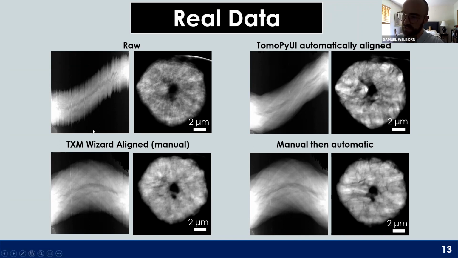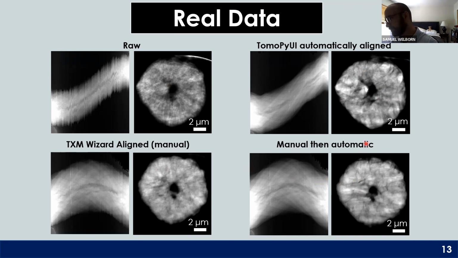What happens with the TXM Wizard is you're clicking on this particle and you're putting it arbitrarily in the center of the data set. This changes the shape of the sinogram significantly. But what you'll also notice is that the jitter is still there for one iteration of this manual alignment. You have to click through 180 images in order to manually align your data set. Now, after you do the automatic alignment from the raw data set using the TomoPyUI and TomoPy's automatic alignment and reconstruction algorithm, you can clearly see that the resolution of this reconstruction is much better than either the raw or the manually aligned data set.